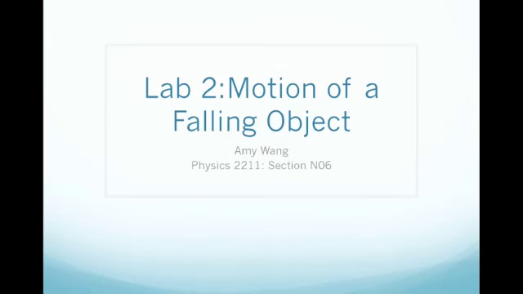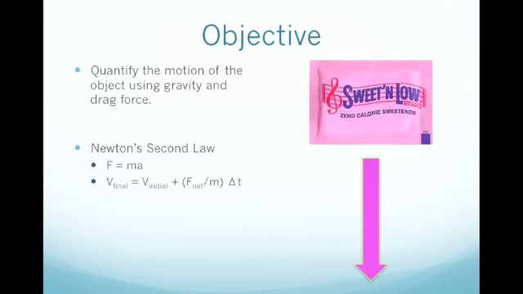Hey, I'm Amy Wang, and this is my Lab 2 report about the motion of a falling object and how gravity and drag force affected that motion. The objective of this lab was to quantify the motion of the object, which in this case was a sugar packet, as it is affected by gravity and then as it is affected by both gravity and drag force.